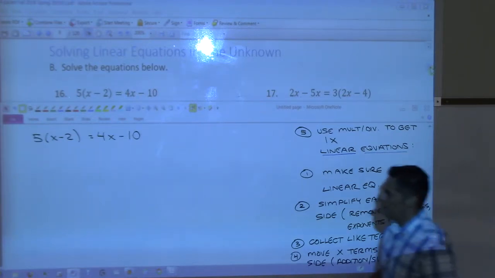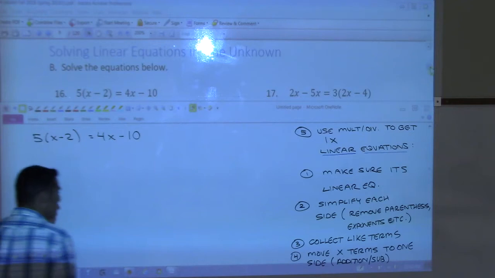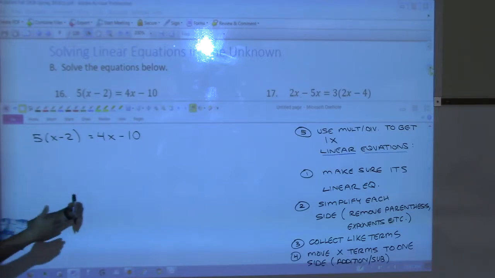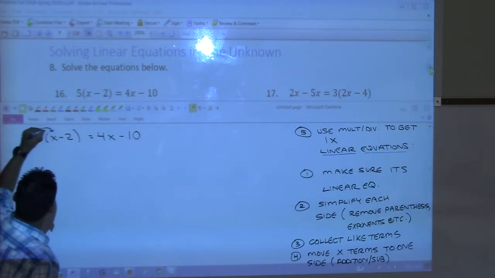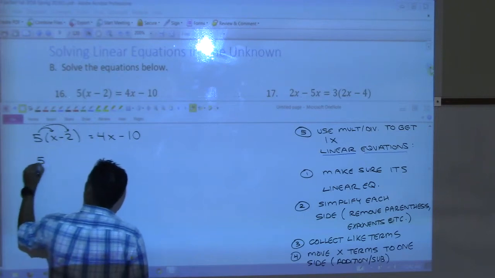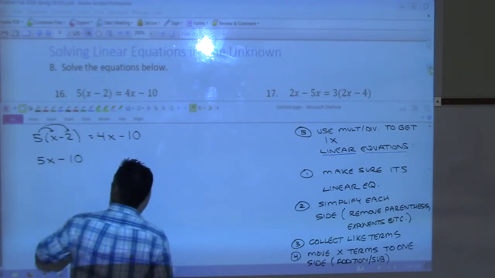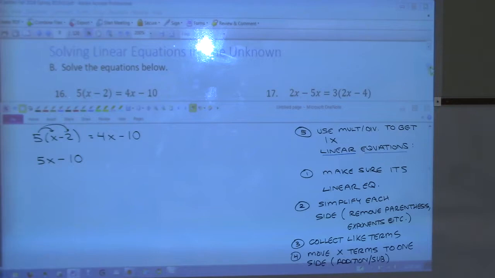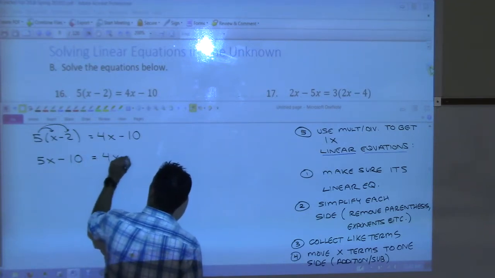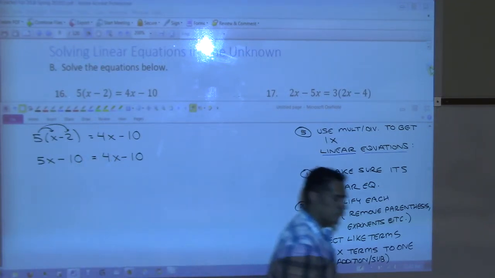Aaron, I kind of alluded to this already, but what would be the next step then? Distribute. That's the correct language we use. We distribute the 5 through the parentheses. So we distribute, multiply here, multiply there, right? Y'all seen that before? Okay, so we would get, Aaron, what here? 5x minus 10. Why is it minus 10? Because the 2 is negative. Yeah, so negative 2 times 5, negative 10, all right? And then the other side, there's nothing to do on the other side, right? There's no parentheses, nothing to simplify? Okay.